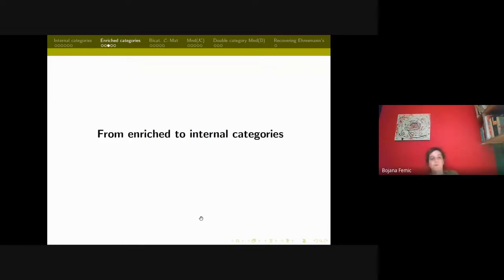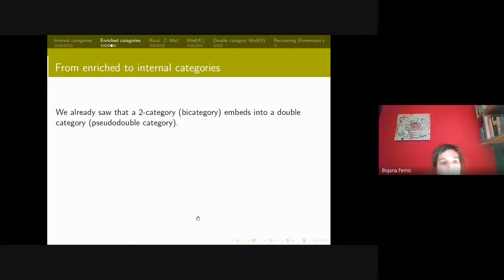Okay, so now from enrichment to internalization. Let's see what happens here. Well, we already saw that a two category, respectively a bicategory, embeds into a double category, here meant in the strict sense, respectively into a pseudo double category. So in the last class, when we defined double categories, we saw that, as I wrote this diagonal, there I put the bicategory, and on that contra diagonal, I put this vertical one cell.